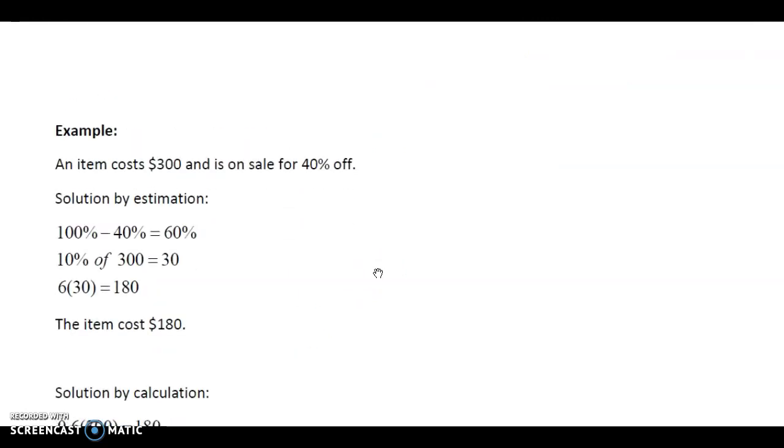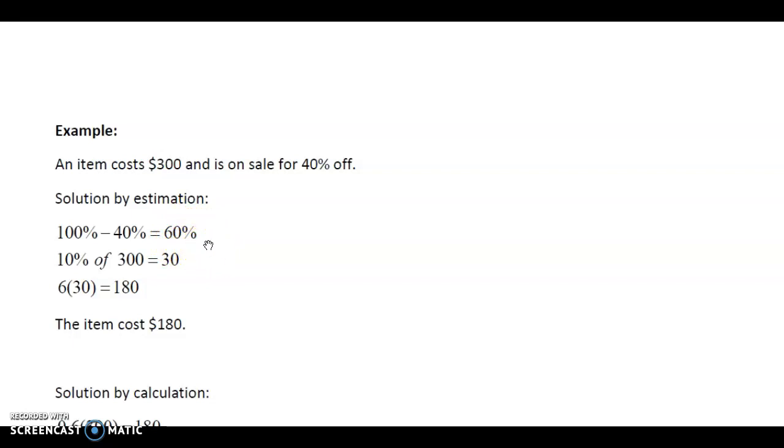Let's say an item costs $300 and is on sale for 40% off. Here's a solution kind of by estimation, but it's really also an exact value as well. Instead of thinking about the 40% that we're taking off, we could think about the 60% that we're paying. Because if I'm taking 40% off the cost, I'm still paying for 60% of that price. So that's shown here. I'm subtracting the percent from 100. So I'm really paying 60% of the original.